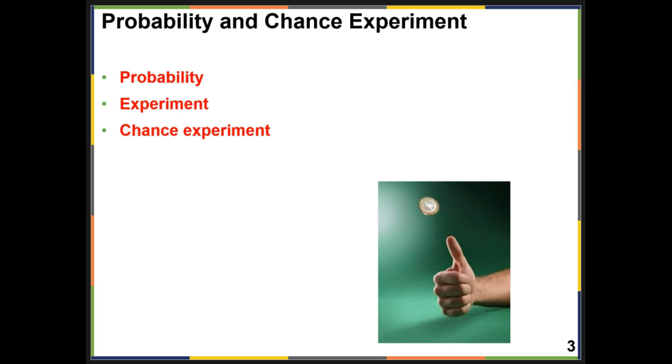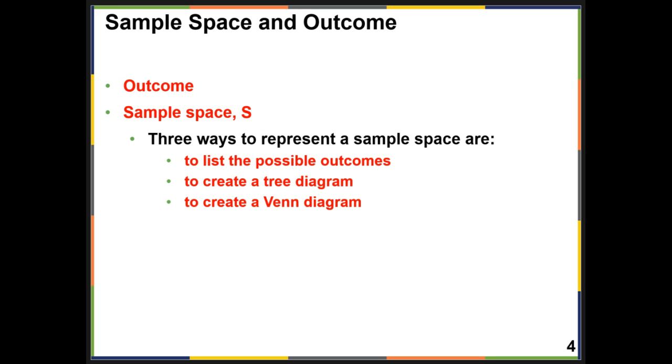An experiment is a planned operation carried out under controlled conditions. If the result is not predetermined, then the experiment is said to be a chance experiment. Flipping one fair coin twice is an example of a chance experiment. A result of an experiment is called an outcome. The sample space S of an experiment is the set of all possible outcomes.